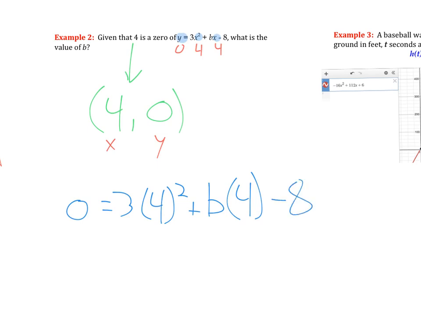Well, now it's just simple arithmetic, right? Let's see, 0 equals 3 times 16. Correct me if I'm wrong, but that'd be 48, I believe. 48 plus, I'm just going to call that 4b instead of b times 4, minus 8.